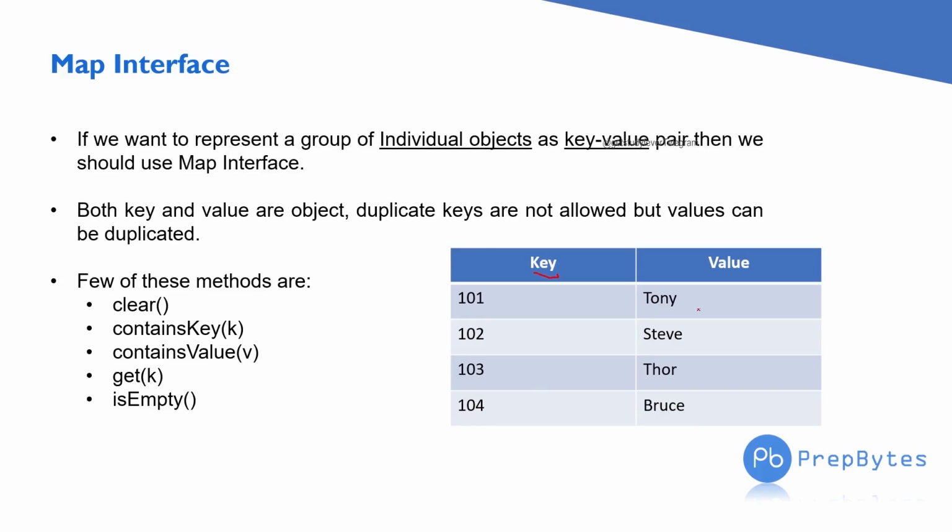Then it is empty. If we want to check that our map is empty or not, then we will use isEmpty. There are many more methods. These are just a few examples. We will see all the methods when we learn the map interface. Fine. So first we will see the collection interface, and then we will see the map interface.